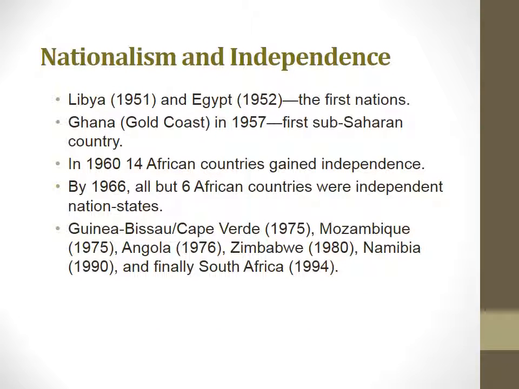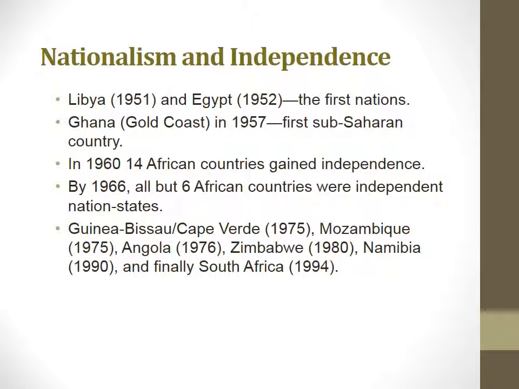As noted earlier, it was the 50s and 60s before African countries began to gain their independence. Libya and Egypt were the first nations. Ghana on the Gold Coast, which we'll talk about later, was the first sub-Saharan African country to gain independence. In the 60s, 14 African countries gained independence, and by 1966, all but 6 were independent. You will note a handful in the 70s, Zimbabwe 80s, Namibia 90s, and note that South Africa only gained independence in 1994.